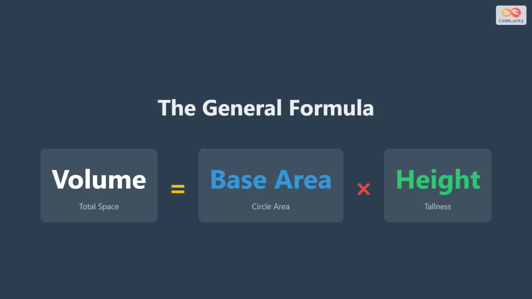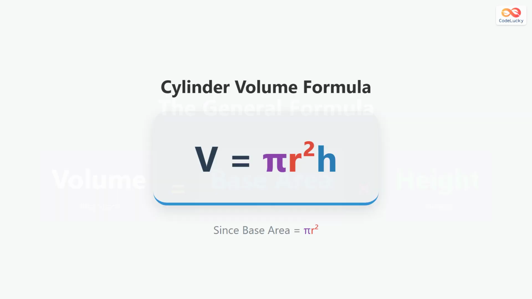This leads us to the general logic for finding the volume of any prism-like shape. The volume equals the area of the base multiplied by the height of the object. By substituting the circle's area formula into our general equation, we get the specific formula for a cylinder. V equals pi times r squared times h. This simply means we multiply pi, the radius squared, and the height together.